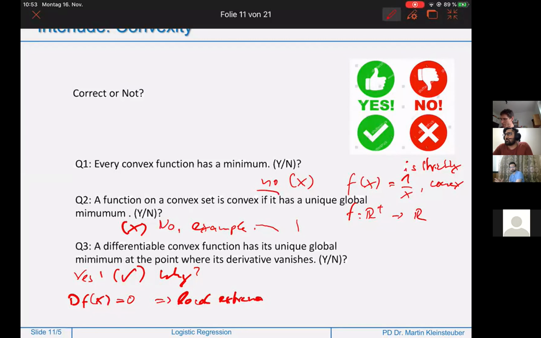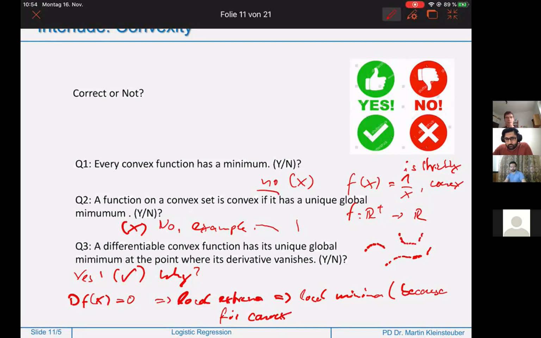and then you say, well, local extrema can only be local minima because f is convex. So you can use the convexity, saying that a local extreme point can only be a local minimum, right? Because if you look at it, it can either look like this locally, or like this locally, or like this locally, and the only way that you don't have a contradiction to convexity is having a local minimum here.